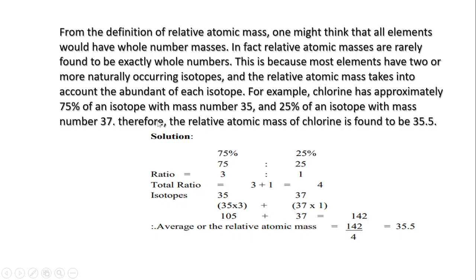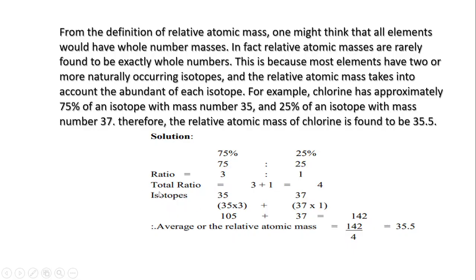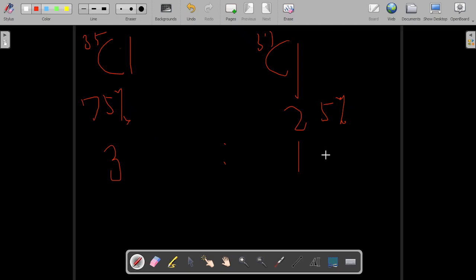Therefore, the relative atomic mass of chlorine is found to be what? How do we calculate that? We need to get the ratio of the percentages of the isotopes. When we know this 75, the ratio can still be simplified. 75 divided by 25 gives 3, so the ratio is 3:1. Then we get the total ratio, 3 plus 1, which is 4.